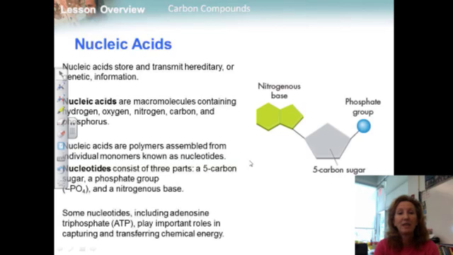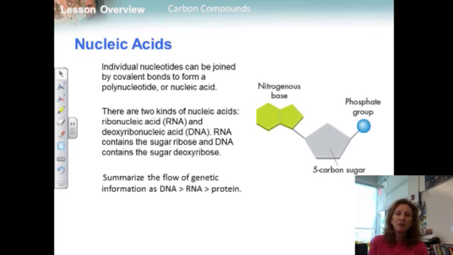Moving on to nucleic acids. Nucleic acids store and transmit hereditary or genetic information. Nucleic acids are macromolecules containing hydrogen, oxygen, nitrogen, carbon, and phosphorus. They are polymers assembled from individual monomers known as nucleotides. Individual nucleotides can be joined by covalent bonds to form a polynucleotide or nucleic acid.